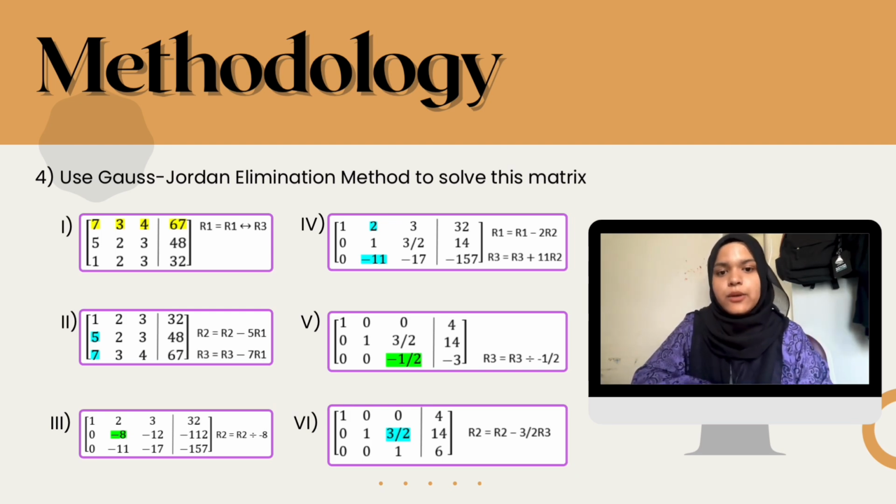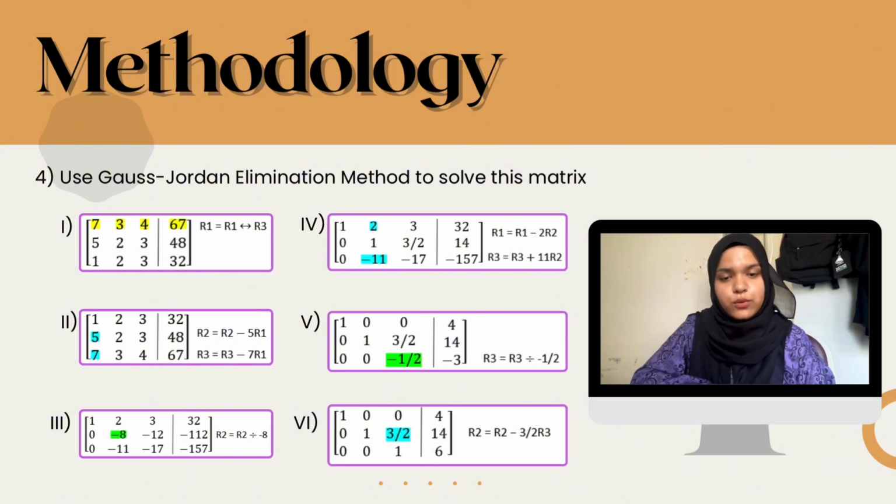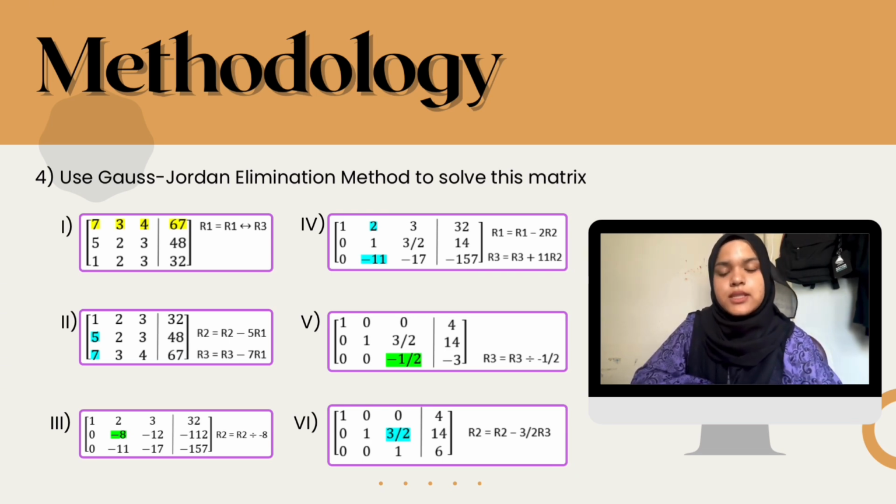After we get the leading one in the first column, we identify that we need zeros for the rest of column 1. So the expression for row 2 is R2 minus 5R1 and we get 0, -8, -12 and -112. For row 3, the expression is R3 minus 7R1. So we get 0, -11, -17 and -157.